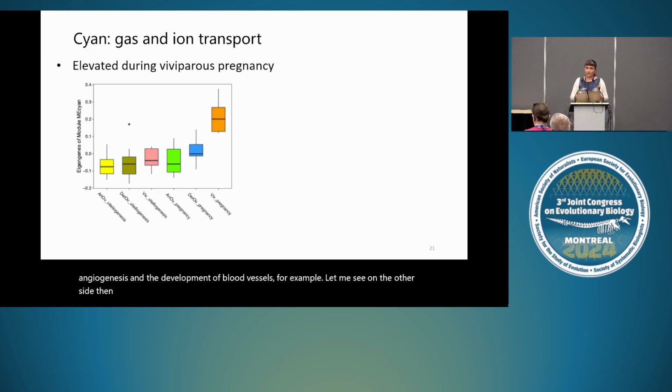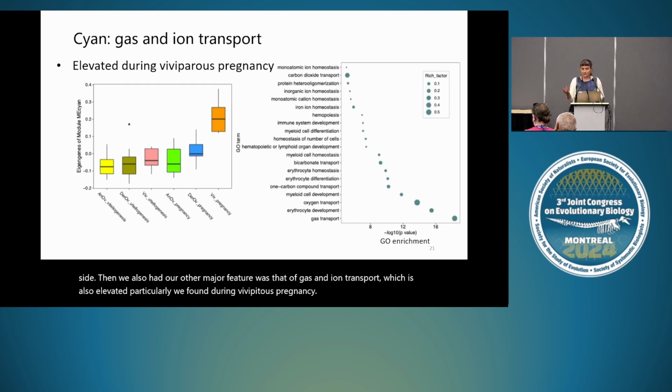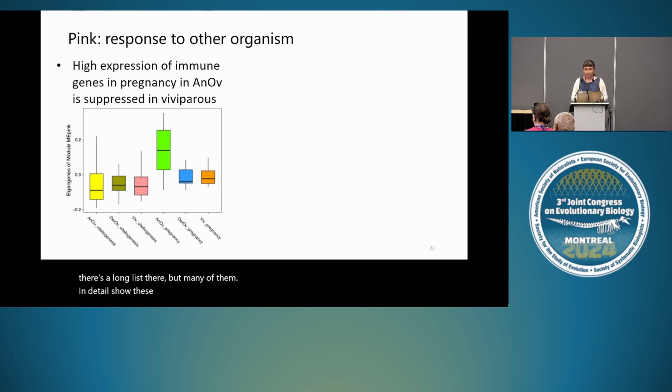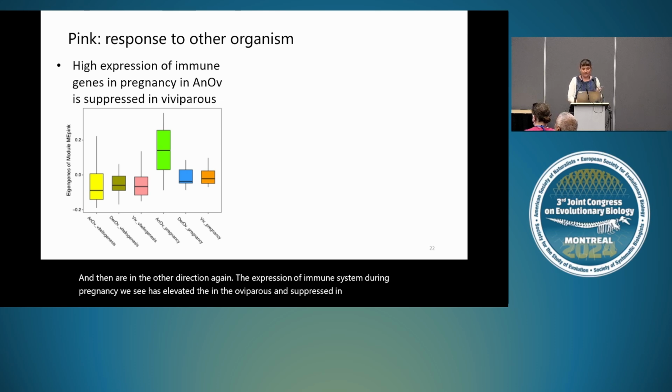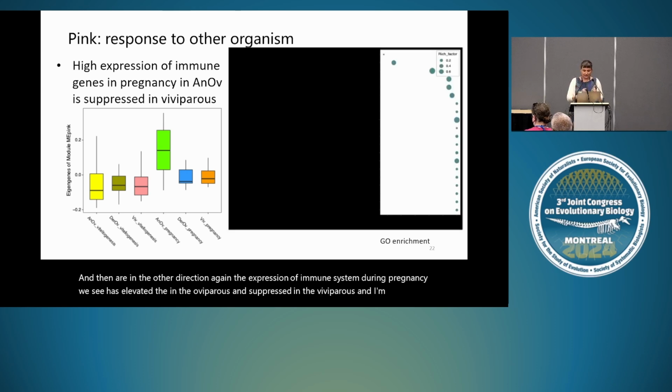Then our other major feature was that of gas and ion transport, which we found is also elevated, particularly during viviparous pregnancy. And in this case, we have GO enrichment for ion and homeostasis-related GO terms. I know there's a long list there, but many of them in detail show these features. And then in the other direction, the expression of the immune system during pregnancy is elevated in the oviparous and suppressed in the viviparous. And I'm sorry, this one did not come through, but again, it consistently showed the same GO enrichment related to immunity terms.